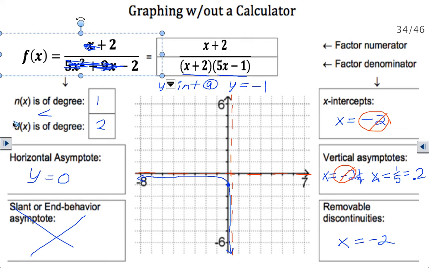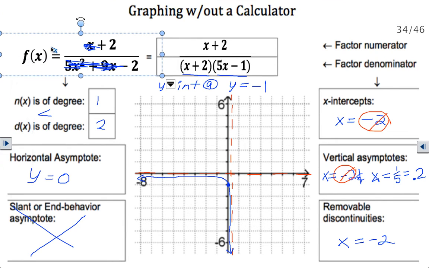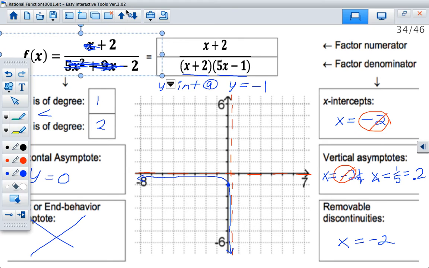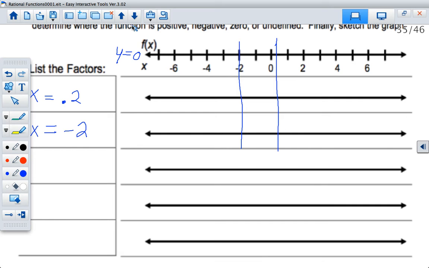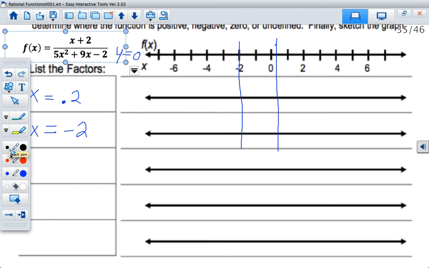Let me grab my equation. Let me copy that and paste it over here. So let me put my equation over here so we can see it and I don't have to keep moving back and forth. All right.